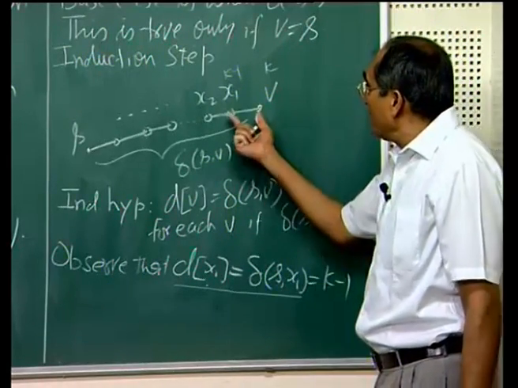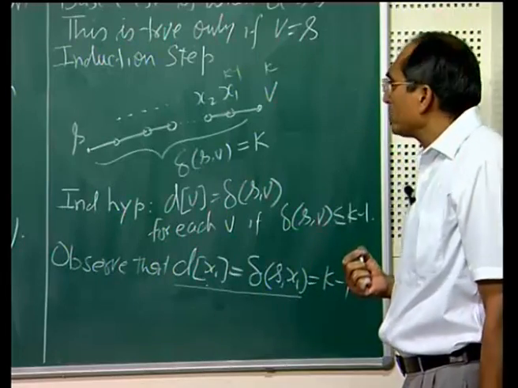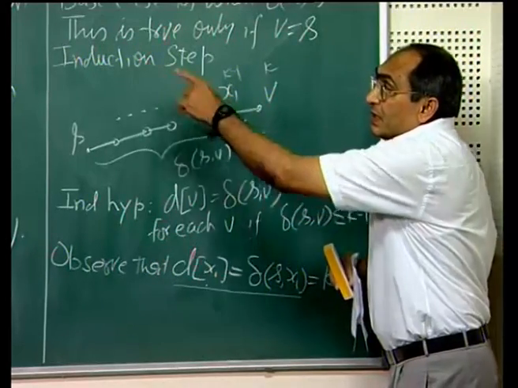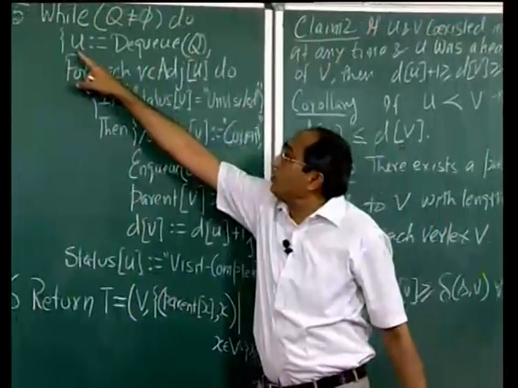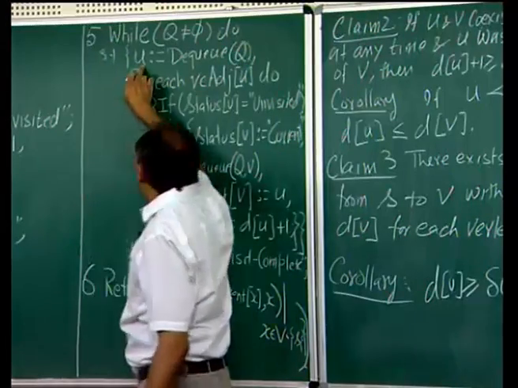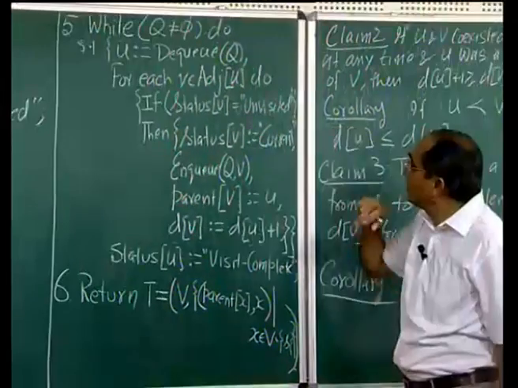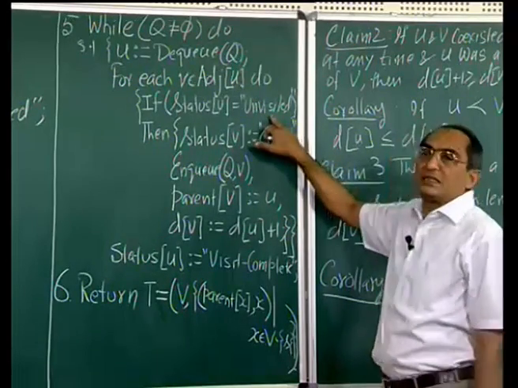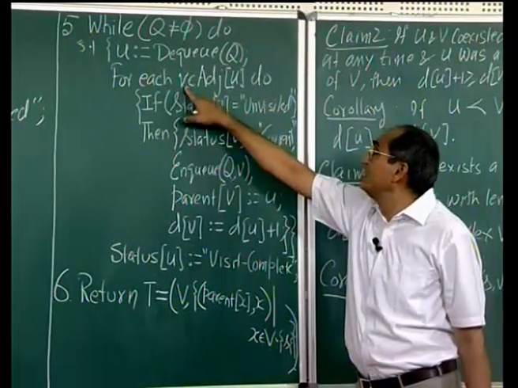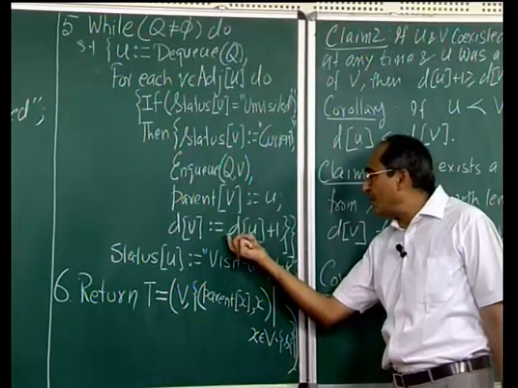Now, because the d value is equal to this, when we expand the neighbors of x1, that is, when the vertex u in step 5.1 was x1, then we were looking at the neighbors of x1 here. If it was unvisited, that is, among these we had this V vertex here, which is one of the neighbors, then I would have assigned dV to be du plus 1, which is K minus 1 plus 1, which is K.